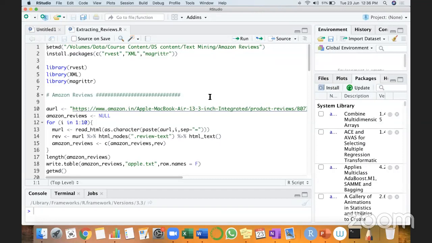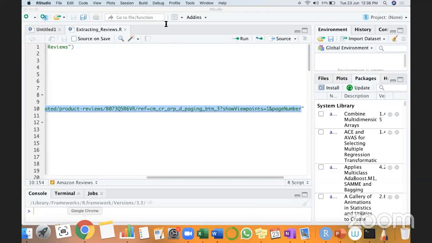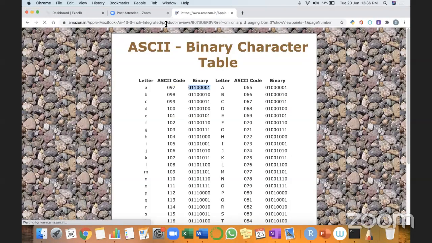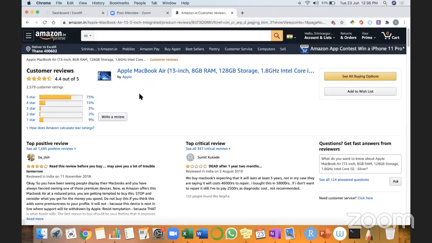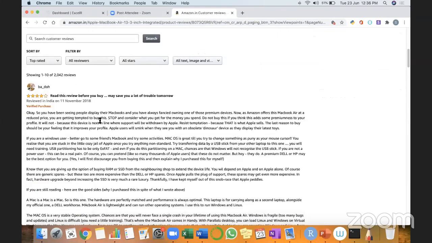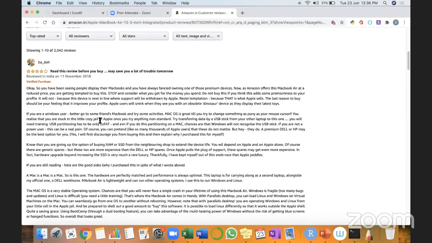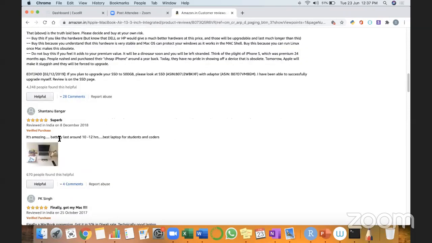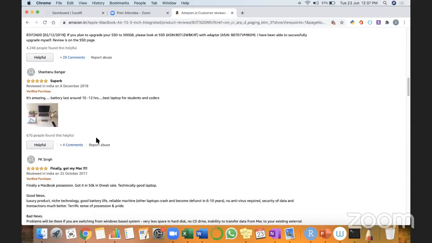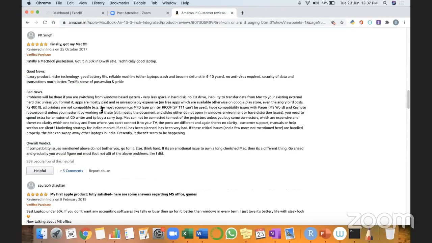Right. So I'm going to extract the reviews from this website. Let me show you. Amazon, for this product, it's Apple MacBook Air. So these are the reviews. So this is a review: it's amazing, battery lasts around 10 to 12 hours, best laptop for students and coders, so finally, a MacBook position. Yeah, these are the reviews I want to extract.